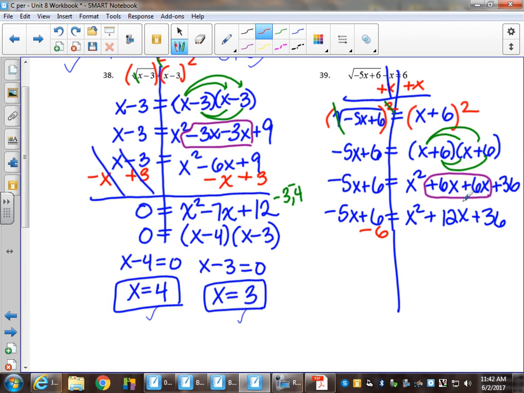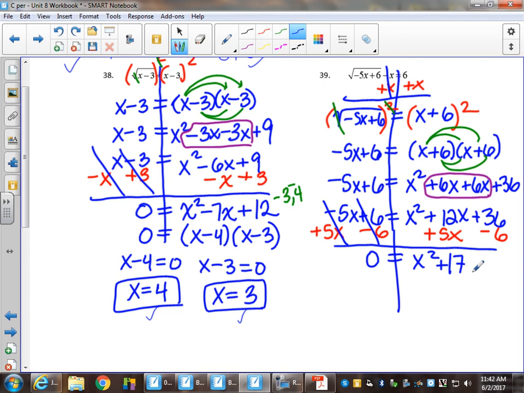Where does it make sense to write minus 6 over here? Just plus 5? Plus 5x. Plus 5x under, I heard that to write under the 12x, that's good. What happens on the left side? Cancels out to 0, because each of those equals 0. And now I've got x squared plus 17x plus 30. Good. Do you want to finish it or you want to pass it on to somebody?